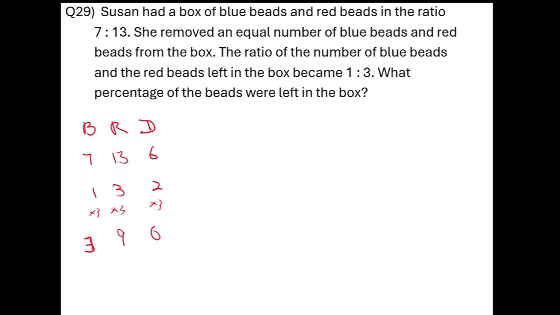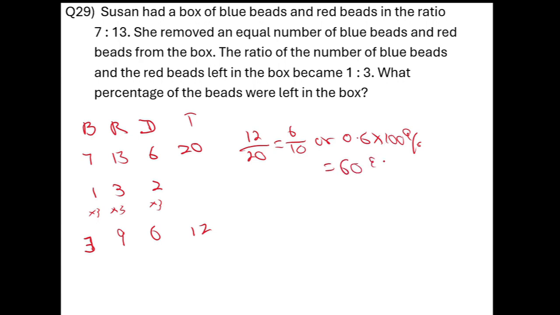So what is the total? The initial total unit is 7 plus 13, which is 20. This one is 3 plus 9, which is 12. So the percentage left in the box is actually 12 over 20, which is equal to 6 over 10. Because you want the answer in percentage, 6 over 10 is 0.6, times 100% is equal to 60%. So the answer is 60%.